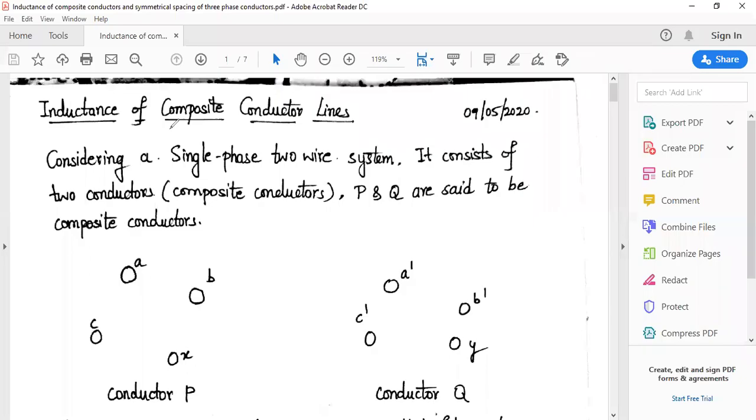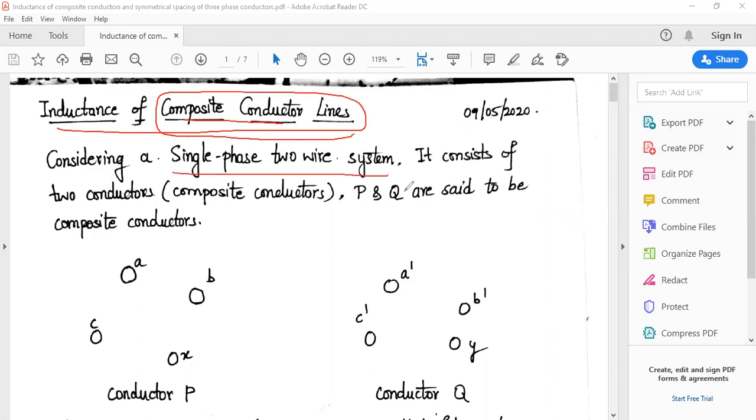Yes, hello everyone. Today we are going to discuss the inductance of composite conductor lines. We are going to find the expression for the inductance of composite conductors, and we will take a single-phase two-wire system as the reference for our analysis. You might be wondering, why can't we do it for a three-phase system? Yes, we can also do it for a three-phase system, but for simplicity I'll restrict the analysis to a single-phase, two-wire system.